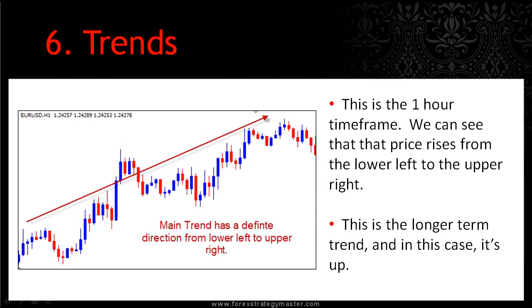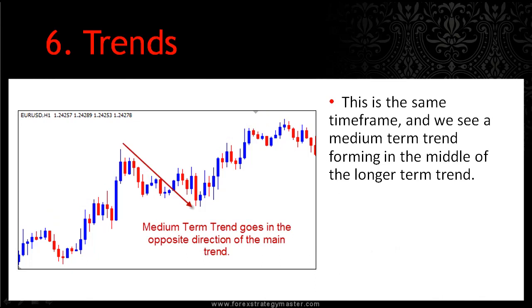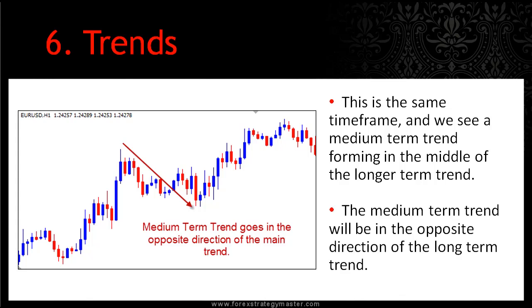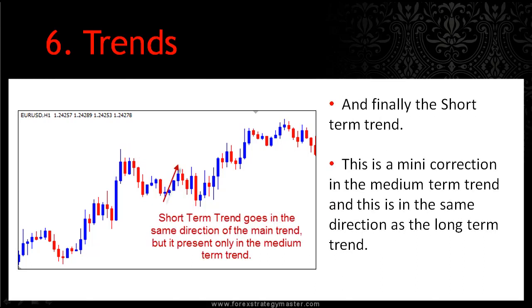This is the 1-hour time frame, and we can see that price rises from the lower left to the upper right. Now, this is the long-term trend, and in this case, it's up. Now, this is the same time frame, and we see a medium-term trend forming in the middle of the long-term trend. The medium-term trend will be in the opposite direction of the long-term trend. The long-term trend in this example is up. The medium-term trend will be down. And finally, the short-term trend. This is a mini correction in the medium-term trend, and this is in the same direction as the long-term trend.